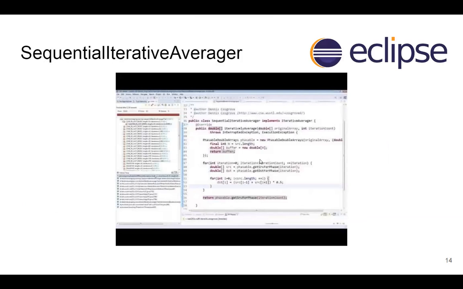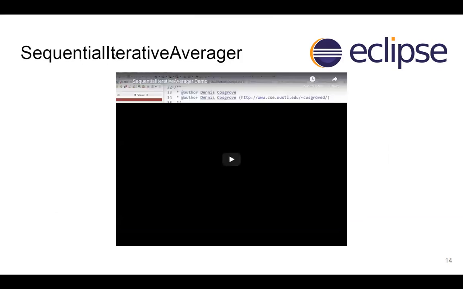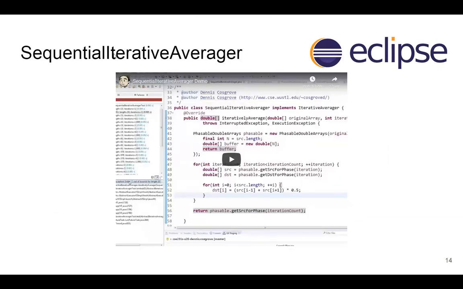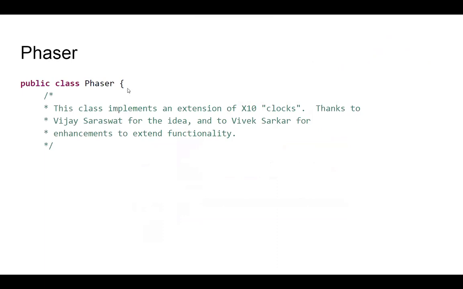And so just to get into the studio today, there's a quick video to watch that takes you through the warm-up, which is the sequential iterative averager. I encourage you all to watch that. We're going to not use the X10 features. The reason why is because X10 was so successful that they actually put a phaser into Java. They actually give credit to Saraswat and Sarkar for this feature, and just reference X10 in their things.